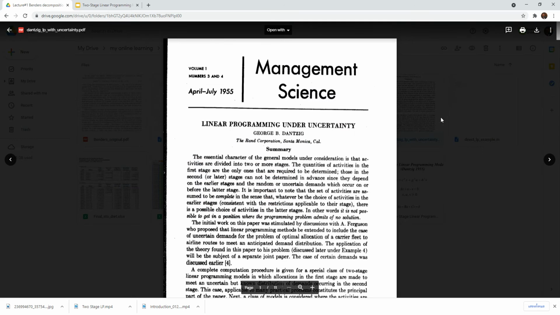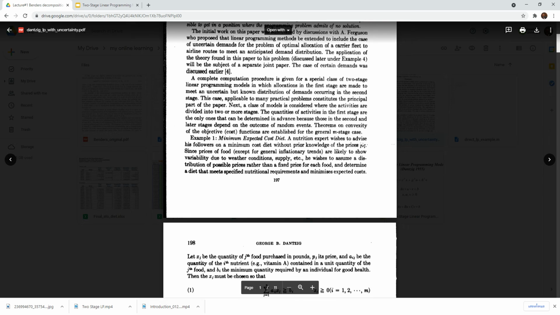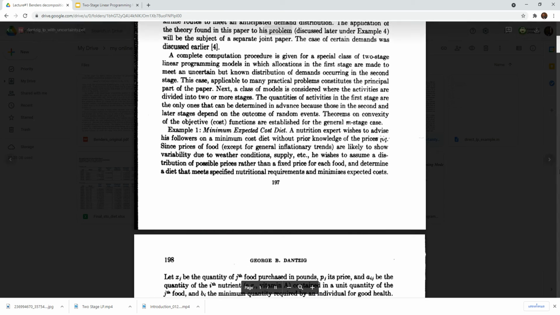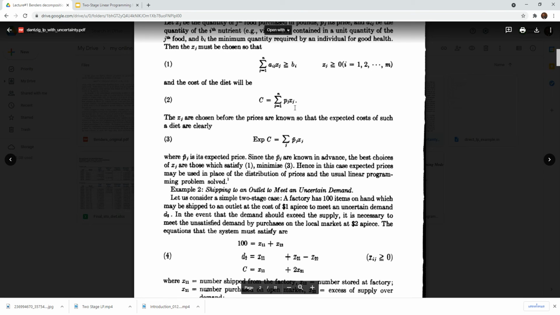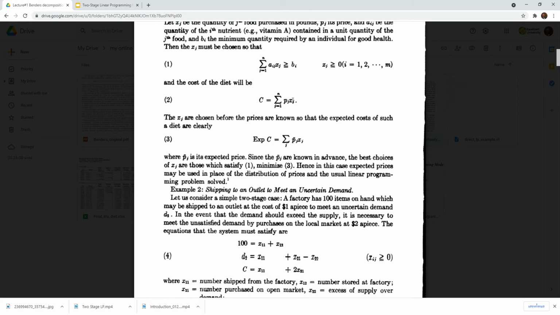with Dantzig's paper here? He used this first example to illustrate the way to handle the uncertainty for the coefficient of the objective function. And now we move to the second example.